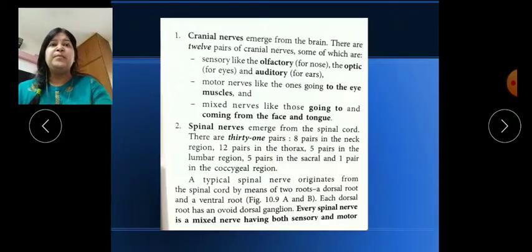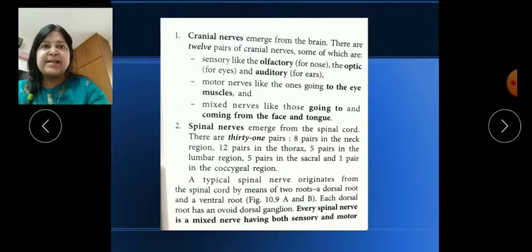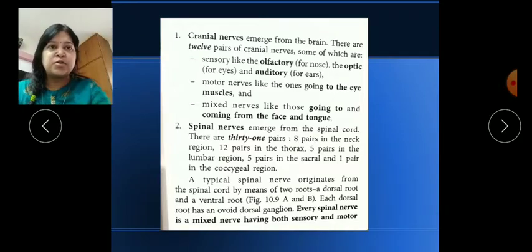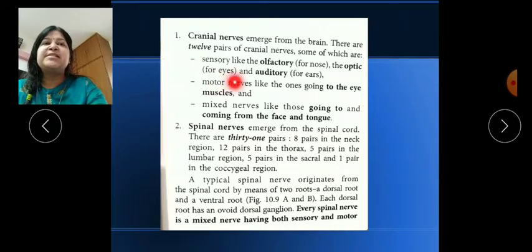So here you can see, as I said, the cranial nerves emerge from the brain. There are 12 pairs. I have shown you in the flow chart that there are 12 pairs of cranial nerves, and there are 31 pairs of spinal nerves. So remember the 12 pairs of cranial nerves and 31 pairs of spinal nerves. Some of which are sensory, like olfactory, the receptor present in our nose, optic in the eyes, auditory in the ears. All these receptors are made up of nerves, they come under this category.